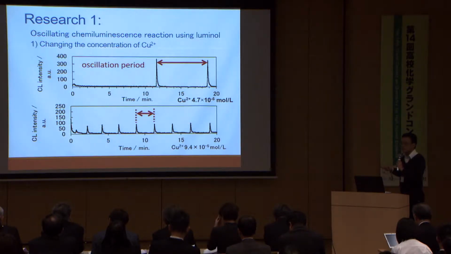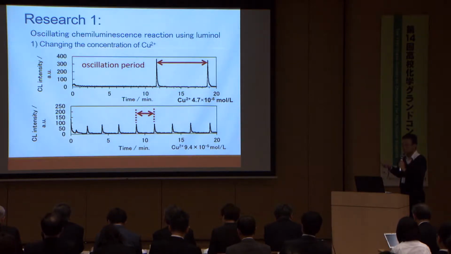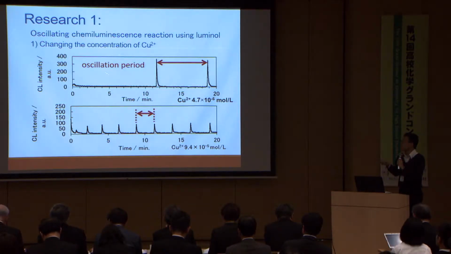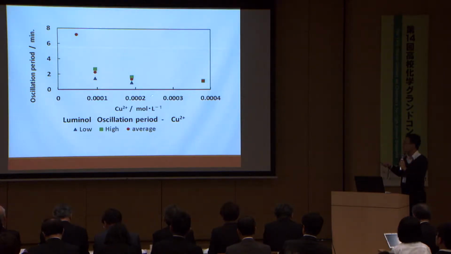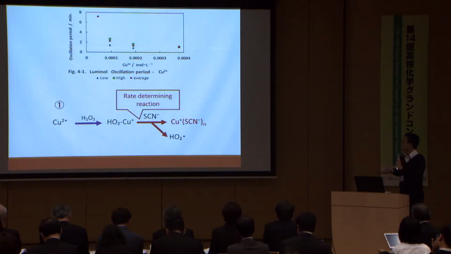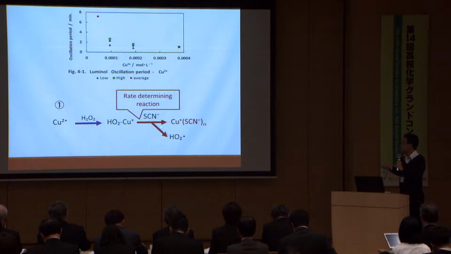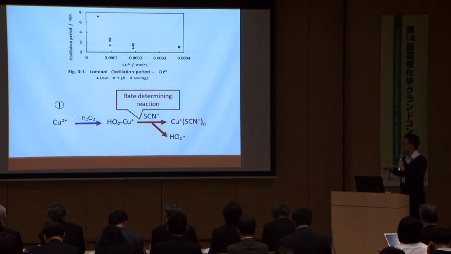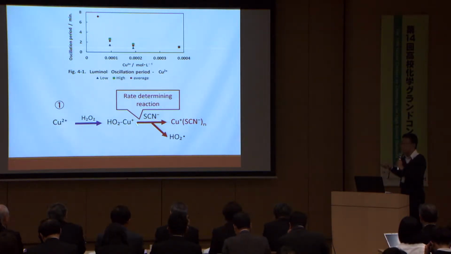To understand the mechanism more, we tried changing the concentration of Cu2+ and H2O2. First we measured the oscillation periods when we changed the concentration. As you can see, as the concentration of the Cu2+ has increased, the oscillation period decreased. The reason is that the reaction forming this complex is a rate-determining reaction, and as the concentration increases, the concentration of this complex will easily cross a threshold, so that's why the oscillation period has decreased.